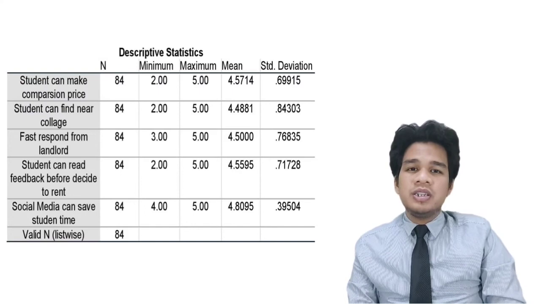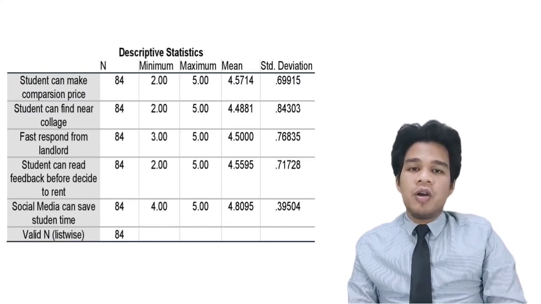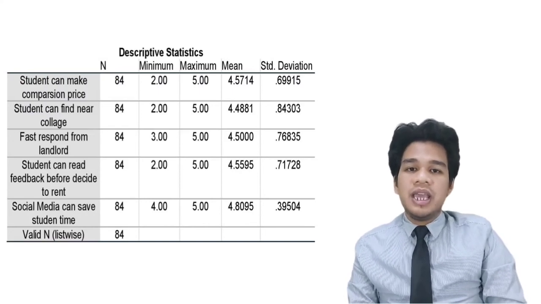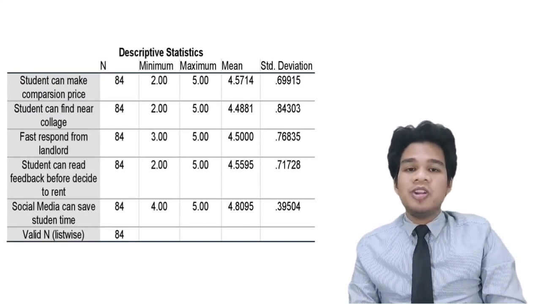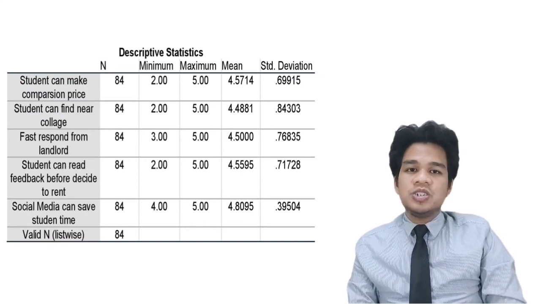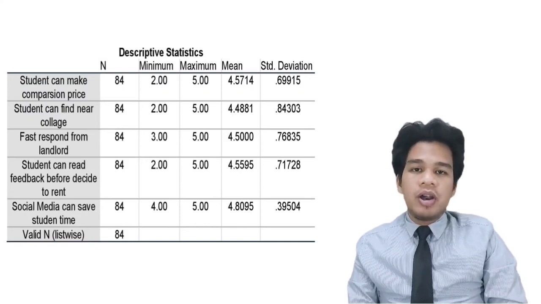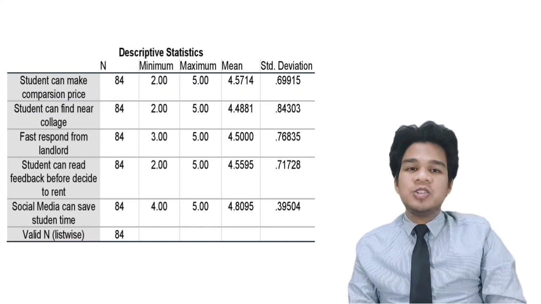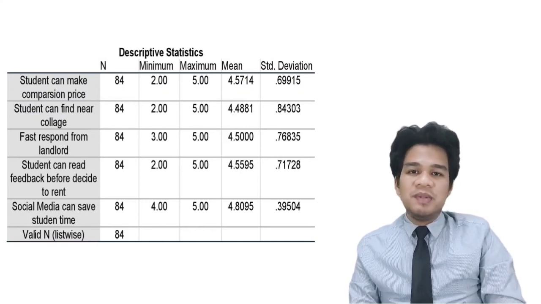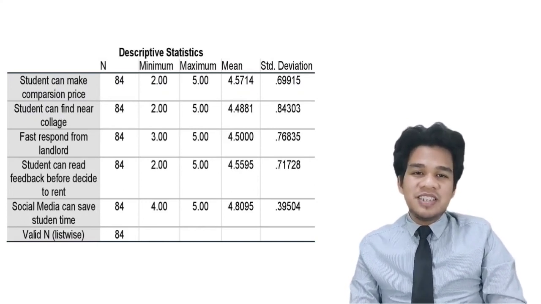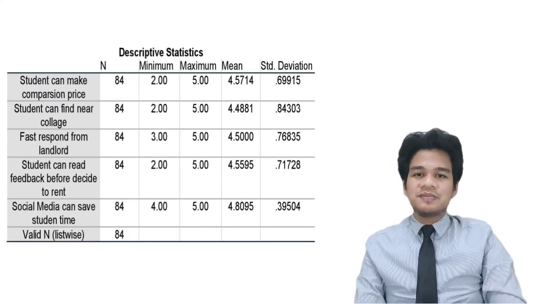Most students who rent in Section 7 are undergraduate students, with a percentage of 81% from 84 respondents. Most students prefer property websites to find their rental house, about 38.1% from 84 respondents. The average age is of students taking a degree. From the data, among the factors they use social media is to save students' time. Overall, all students strongly agree that social media is a platform in helping students find a rental house in Section 7, Shah Alam. Thank you.